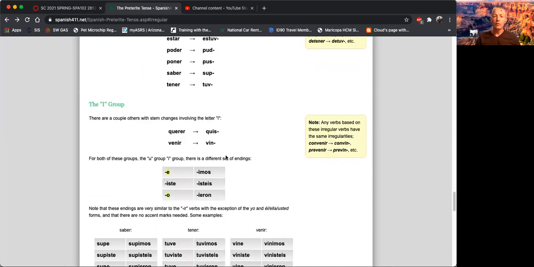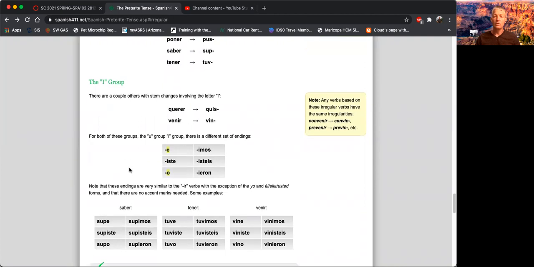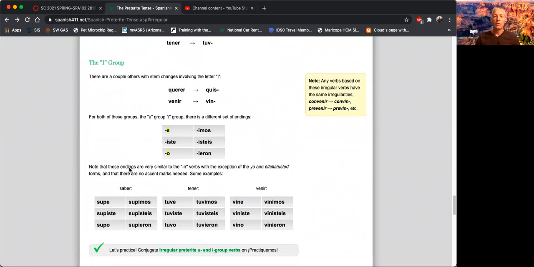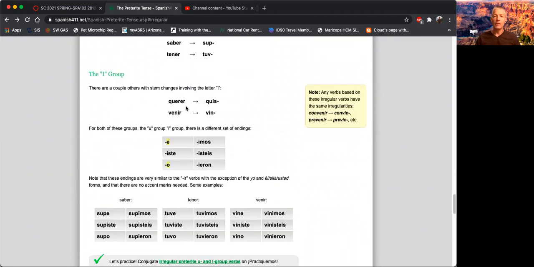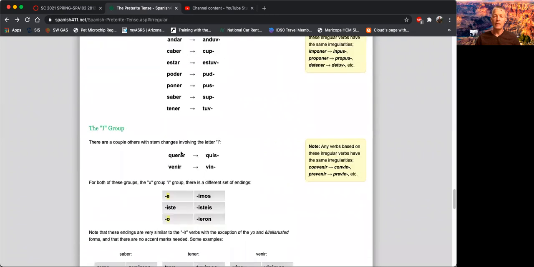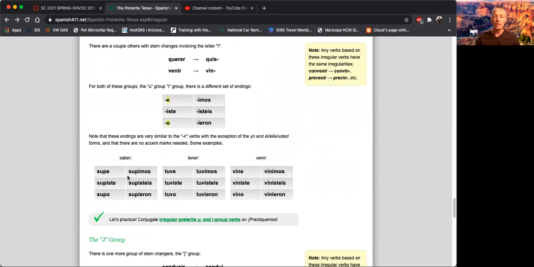Then we have the I group. This means that the stem has the letter I. Querer is quis. Venir is vin. For these groups, the U group and the I group, they have the same set of endings. Okay? You have iste, o, imos, isteis, ieron. So check it out. When we conjugate the verbs, we simply take the stem and add these endings to them. They all have the same endings.